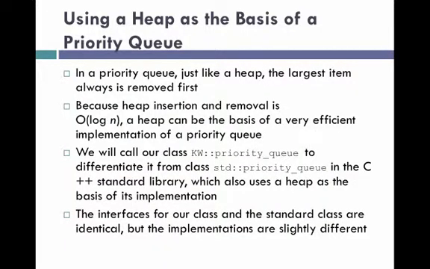In a priority queue, just like a heap, the largest item always is removed first. And because heap insertion and removal is log n, a heap can be the basis of a very efficient implementation of a priority queue. So the author's priority queue, he's placed it in a different namespace to be distinct from the standard library's priority queue, which also uses the heap as the basis of its implementation. The interfaces for our class and the standard class are identical, but the implementations are slightly different.